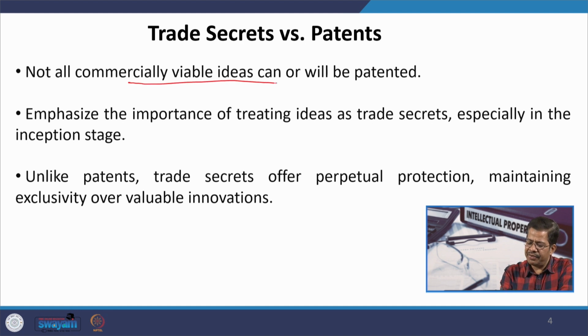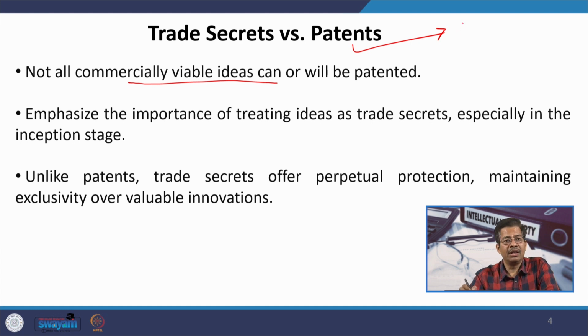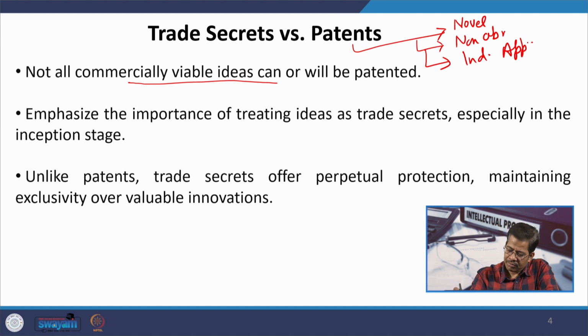Because all commercially viable ideas cannot be patented, because patent has three conditions. We all know that there are three very important conditions of novelty, non-obviousness and industrial application. Sometime it may be difficult for you to prove either novelty or non-obviousness in your ideas, and therefore, you will like to go for trade secret kind of a route. That is the easiest way to understand why trade secret versus patent.